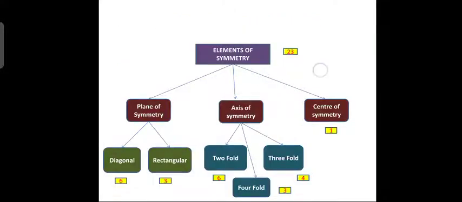Next slide. So, elements of symmetry: you know that there are three types of elements of symmetry: plane of symmetry, axis of symmetry and then center of symmetry. Now plane of symmetry has two types: diagonal plane and rectangular plane. Okay. Axis of symmetry has three types: two-fold, three-fold and four-fold, right? And center of symmetry, this is center of symmetry.